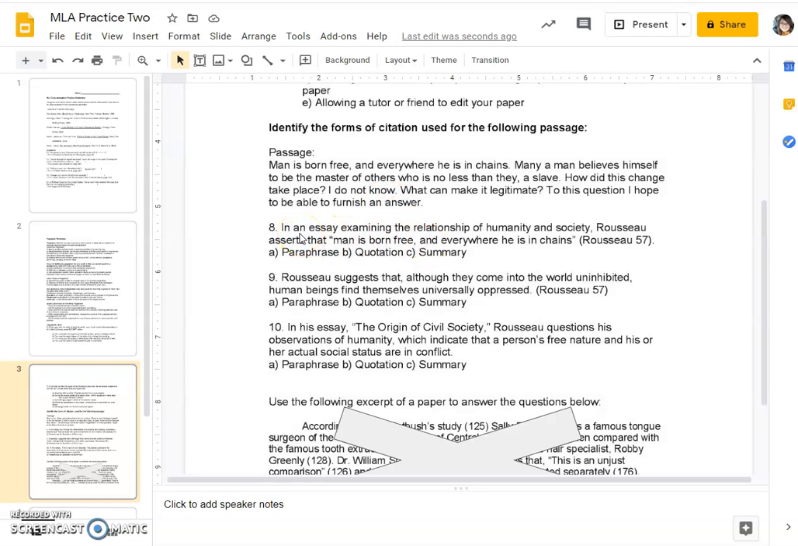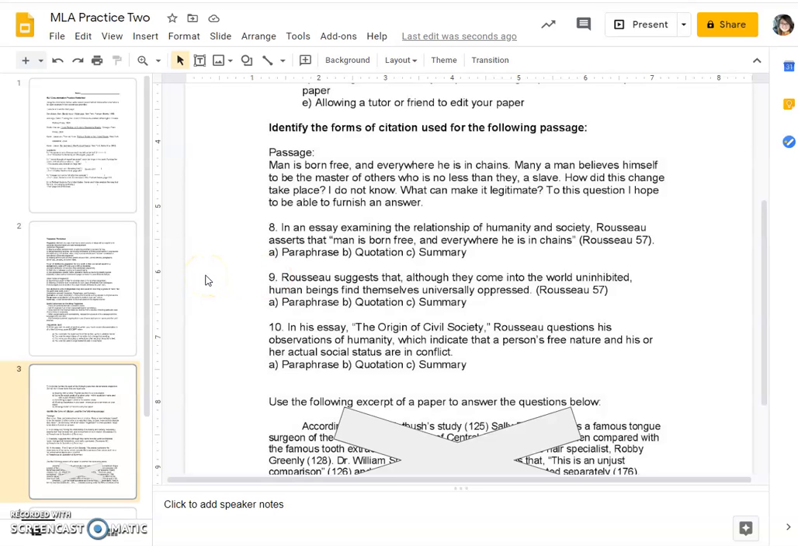In an essay examining the relationship of human and society, Rousseau asserts that man is born free and everywhere he is in chains. Rousseau 57. Is this paraphrasing, a quotation, or a summary? So go ahead, pause if you need to, answer the question. And now we'll check your answer. This is B, a quotation.